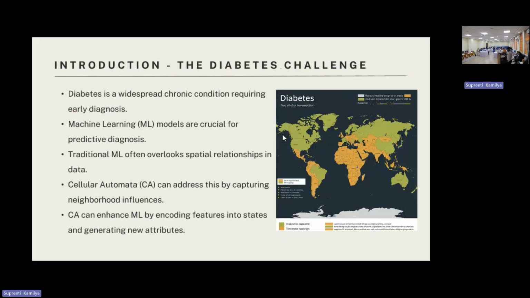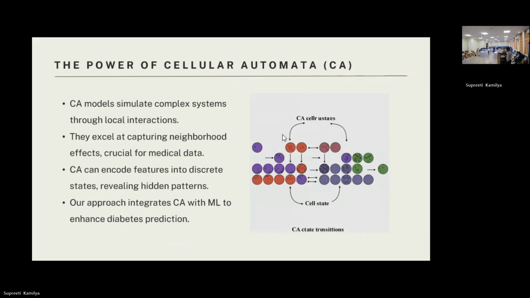The diabetes challenges. Diabetes is a widespread chronic condition requiring early diagnosis, where machine learning models are crucial for predictive diagnosis. Traditional machine learning models overlook spatial relationships in data. Cellular automata can address this by capturing neighborhood influences. This slide has some description about cellular automata.